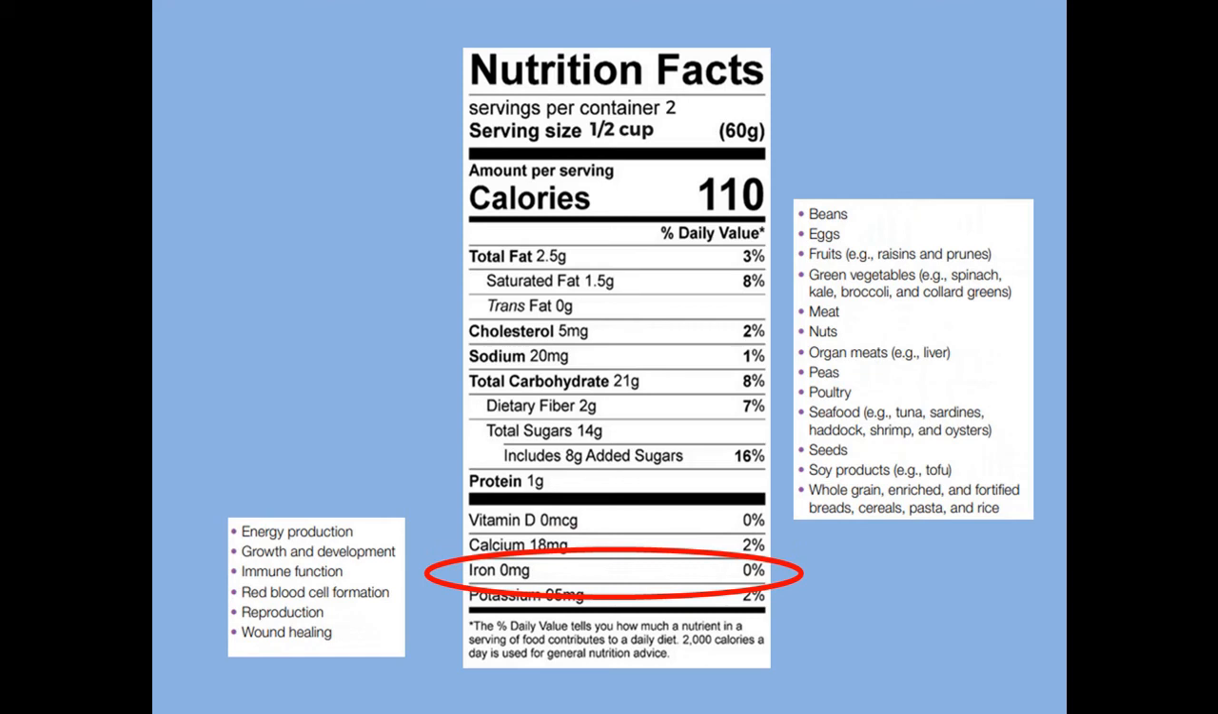Iron, really important. That's why it's here on the bottom of the label. It's for growth and development, energy production. You see people who are lethargic, sometimes they will go get a test and find out that their iron intake is not where it should be. Red blood cell formation, wound healing, reproduction, a lot of good things. On the right, again, you can see where it's coming from: eggs, beans, vegetarians are getting it from beans if you're not getting it from meat products, nuts, seeds, soy, etc.